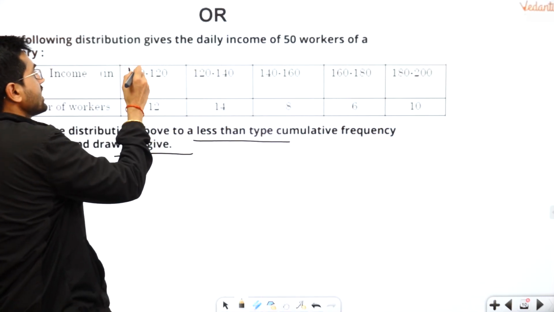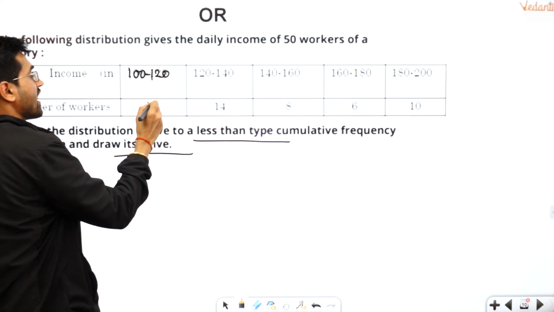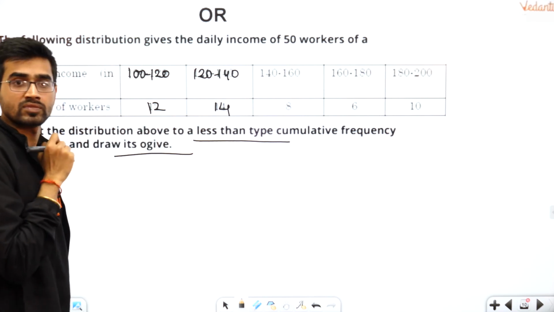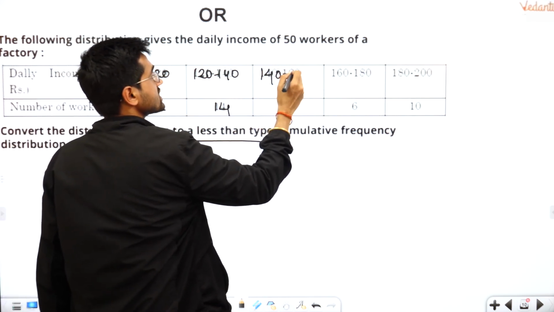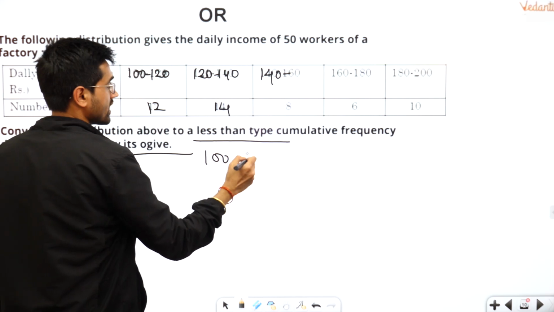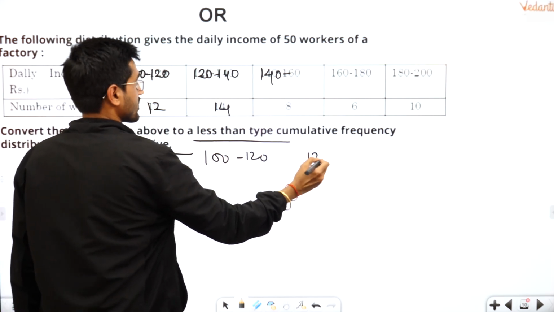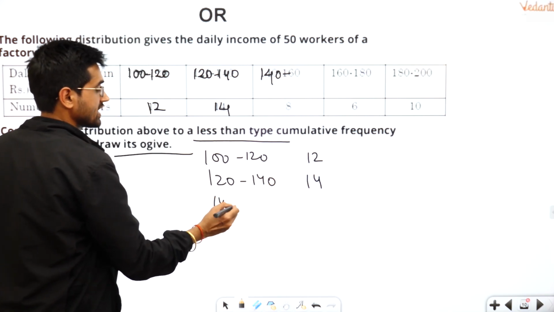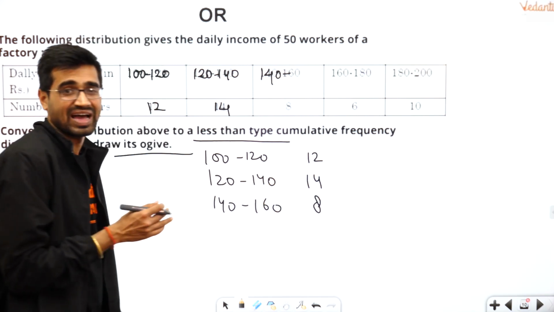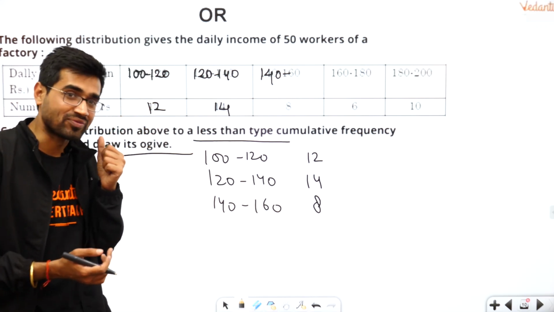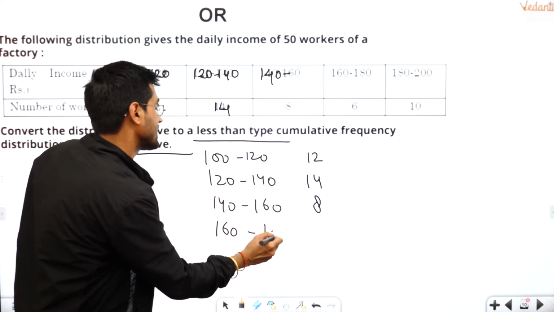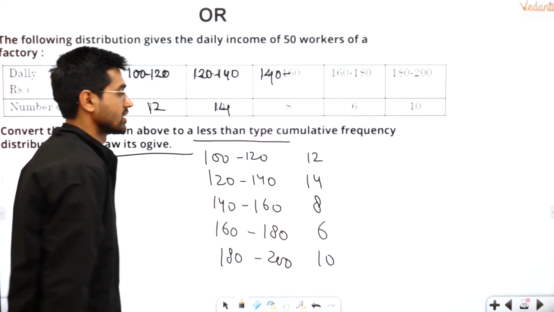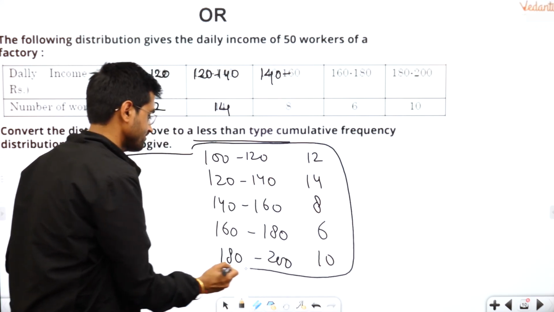The data is 100 to 120, the value is 12. Then it is 120 to 140, the value is 14. Then it is 140 to 160. Okay, I'll write it like this. 100 to 120, the data is 12. 120 to 140, the data is 14. 140 to 160, so try to adjust that way. What will I get? 160 to 180, the value is 6, and 180 to 200, the value is 10. This is our data. I've written it for you.